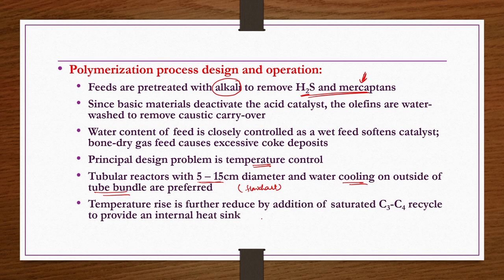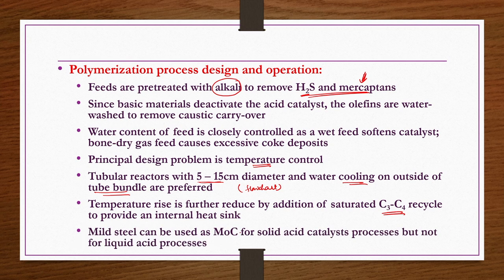Temperature rise is further reduced by addition of saturated C3-C4 recycle to provide an internal heat sink. Mild steel can be used as material of construction for solid acid catalyst processes only, but not for liquid acid processes. For liquid acid processes, different materials of construction should be used for the reactor.